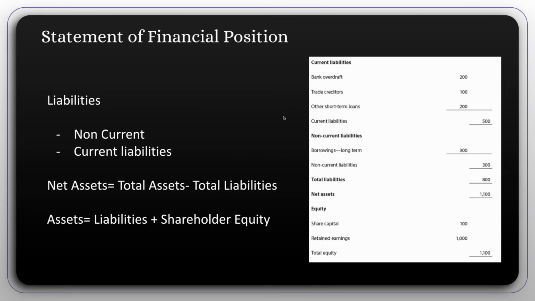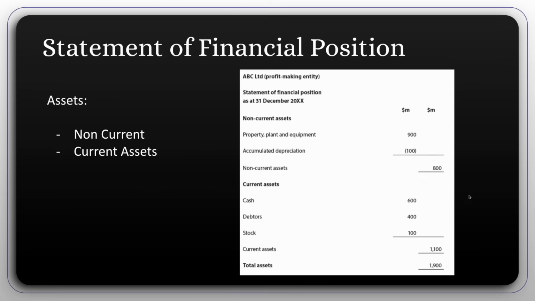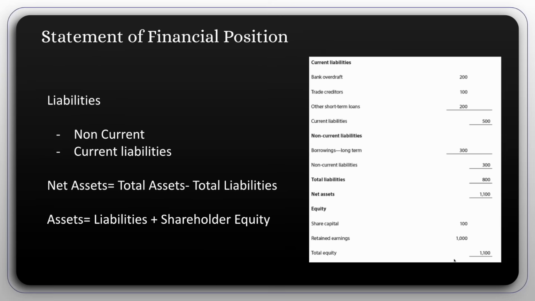And we also have short-term loans, which will be paid back in a period less than a year. And these add up to your total current liabilities. Other non-current liabilities are just long-term loans, which you would take out from the bank. And these add up to your total liabilities. Your net assets are your total assets minus your total liabilities. So your total assets are 1,900 and your total liabilities are 800. So 1,900 minus 800 gives you 1,100, which is your net assets.